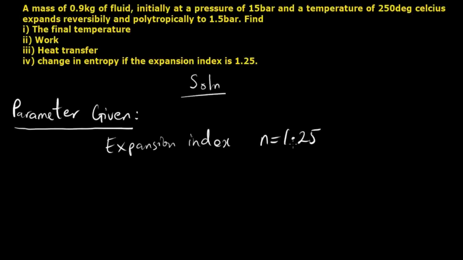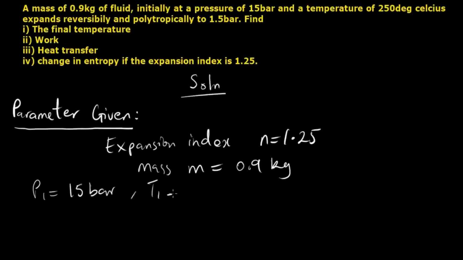We have the mass m, 0.9 kilogram. We have P1 initially to be 15 bar, T1 250 degrees C, which is 523 Kelvin. Okay, and then P2 1.5 bar.